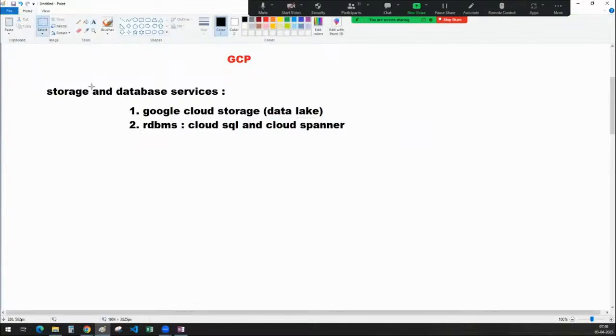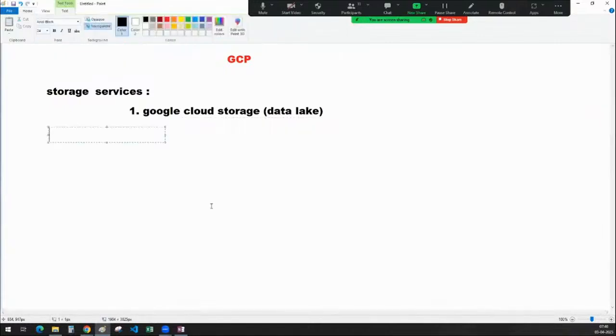Storage services. We have here RDBMS. In RDBMS, we have the first one, Cloud SQL, the second one is Cloud Spanner. Okay, these are the two services that come under RDBMS.